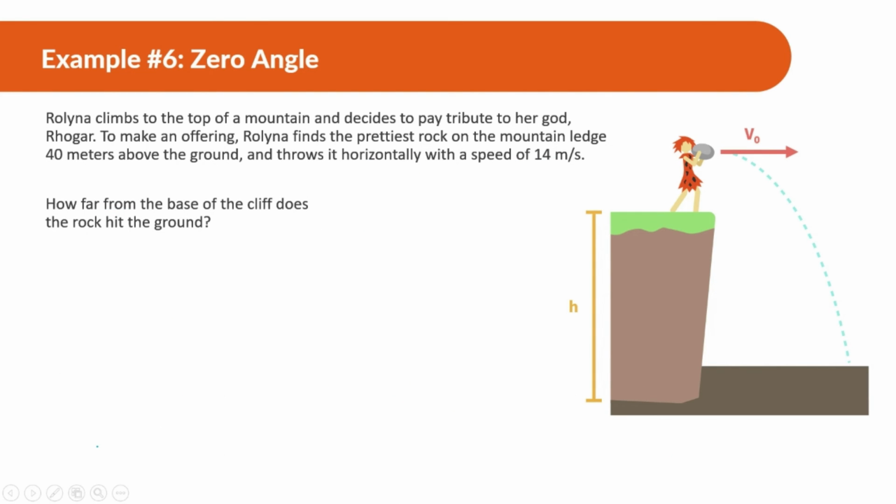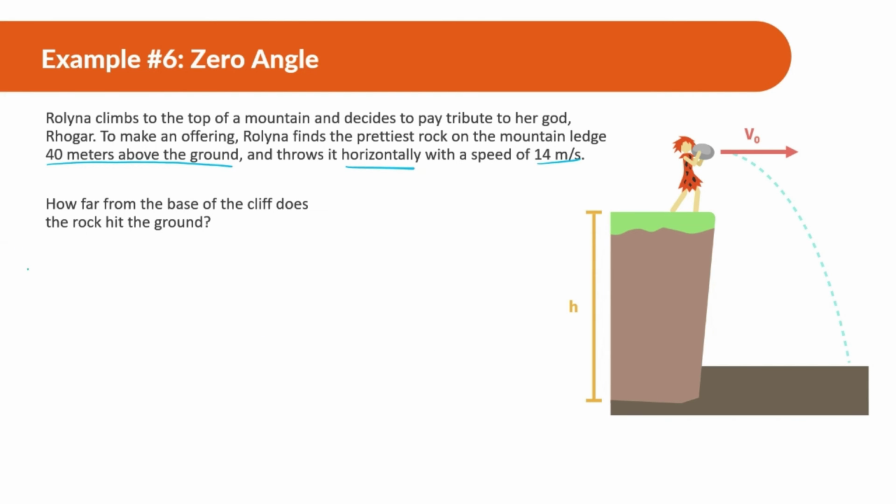Next example. Rolyna climbs to the top of a mountain and decides to pay tribute to her god Rogar. To make an offering, Rolyna finds the prettiest rock on the mountain ledge 40 meters above the ground and throws it horizontally with a speed of 14 meters per second. How far from the base of the cliff does the rock hit the ground?